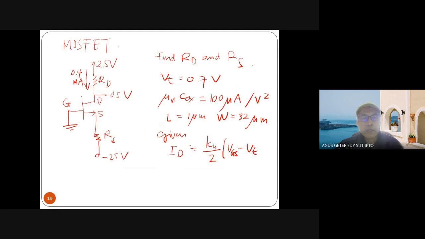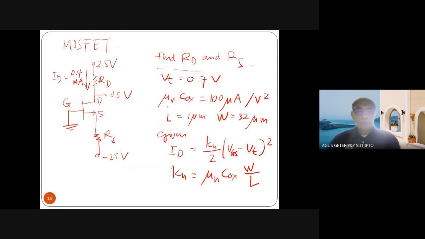32 micrometer. And then given ID equal to Kn over 2 times VGS minus Vt, squared, where VGS is the gate-source voltage, and Kn equal mu n Cox W over L. So the question is to find what is the RS and RD.